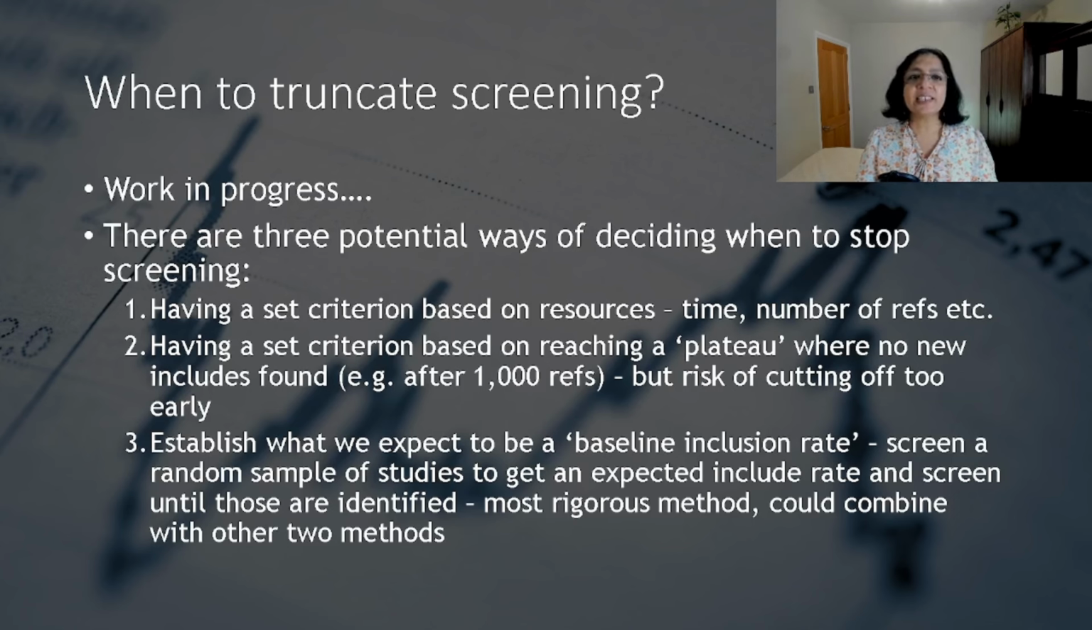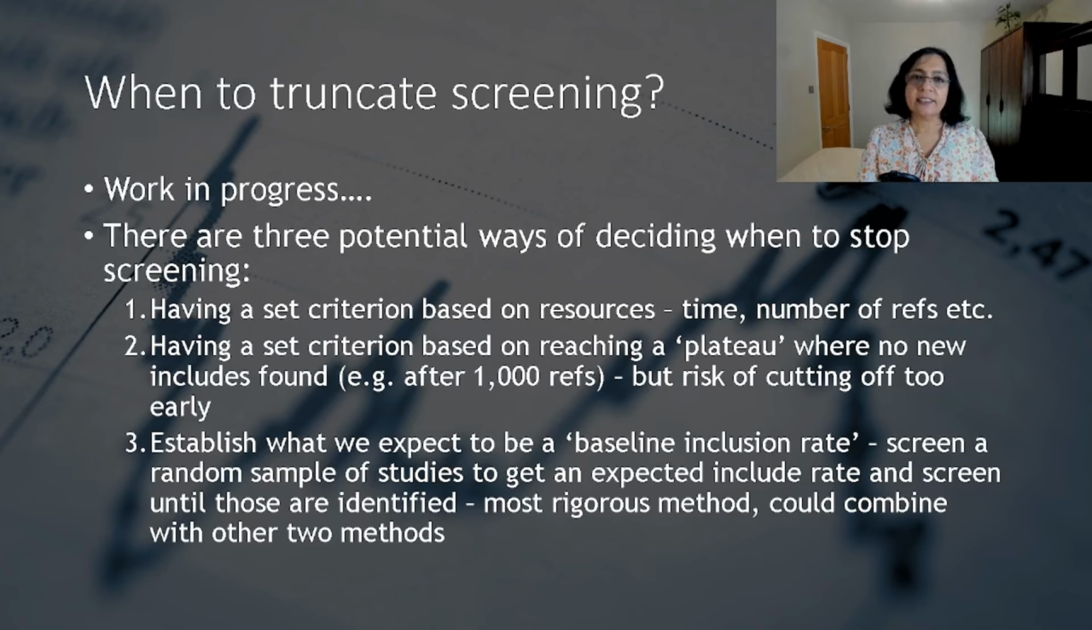I would like to talk a little bit more about truncating the screening process. As I mentioned before, there are no clear guidelines or standards available. Work is in progress. However, there are three potential ways of deciding when to stop the screening. Number one, having a set criterion based on resources, depending on how many people are available for title and abstract screening, time, whether you need to do the review process in a short time, and the number of references available.